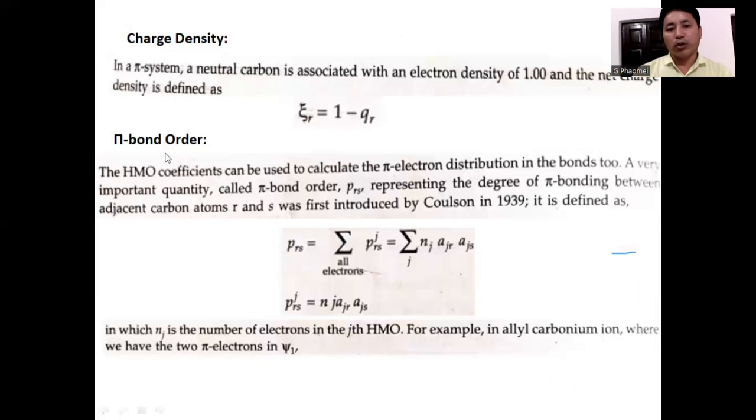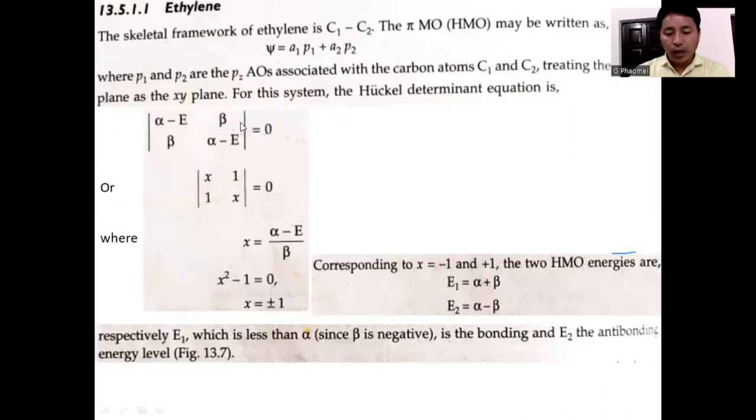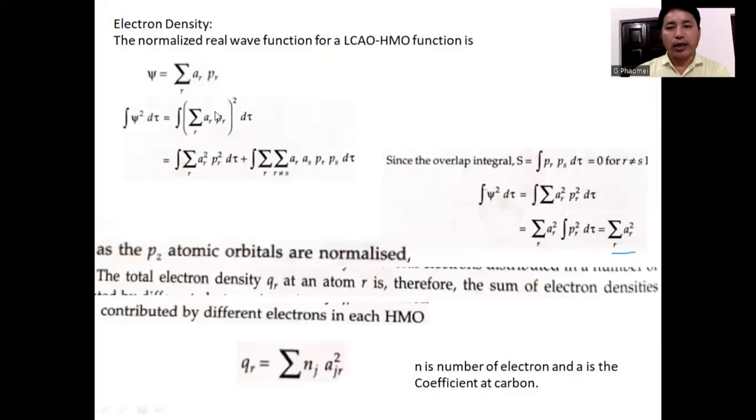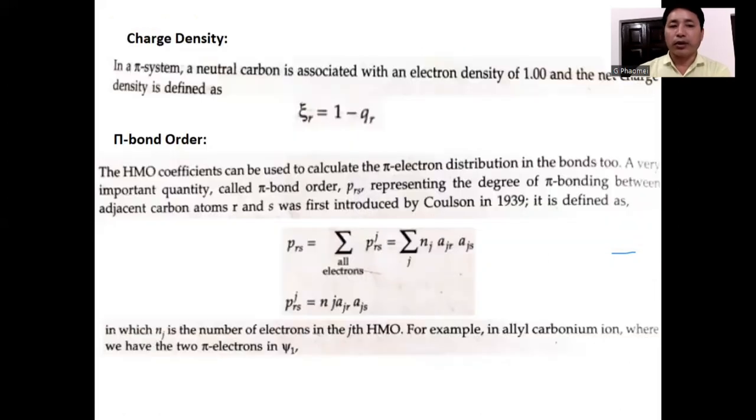And the pi bond order between one carbon and another carbon is the sum of the coefficients of carbon 1 or carbon 2, carbon r or carbon s, multiplied by the number of electrons. Therefore, this Hückel molecular orbital theory is used to determine the charge density, pi bond orders and electron density.